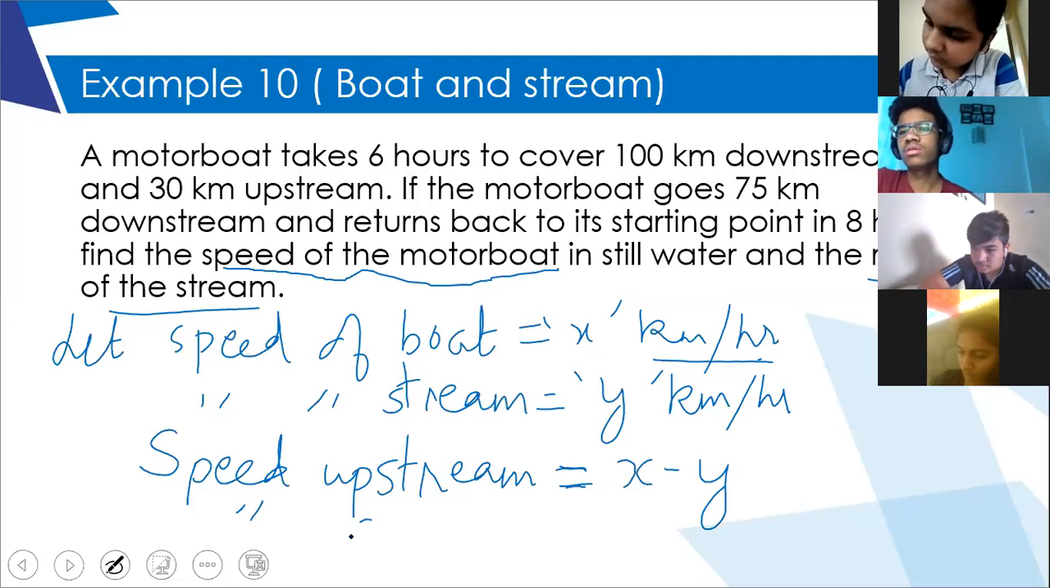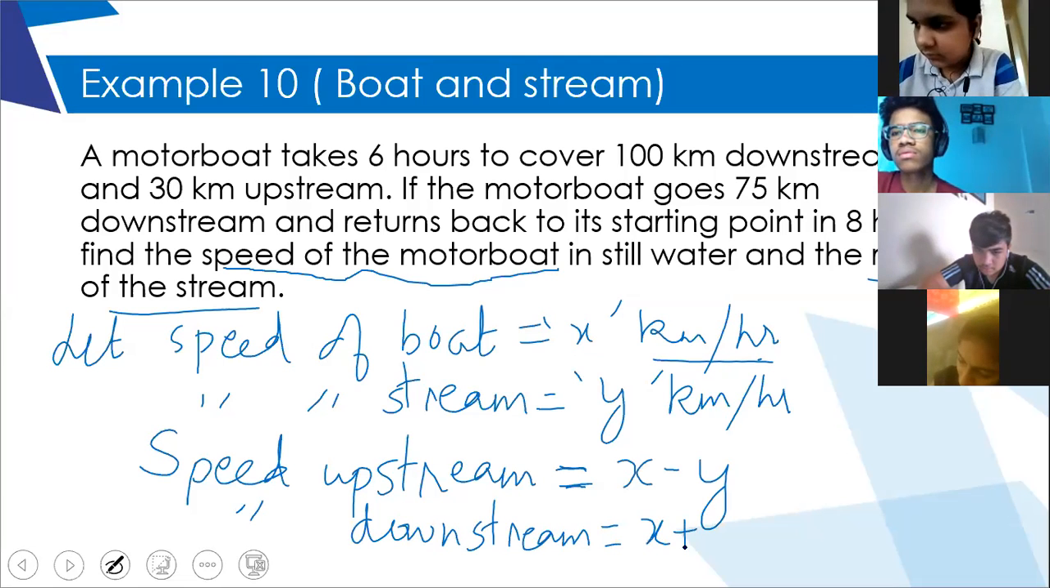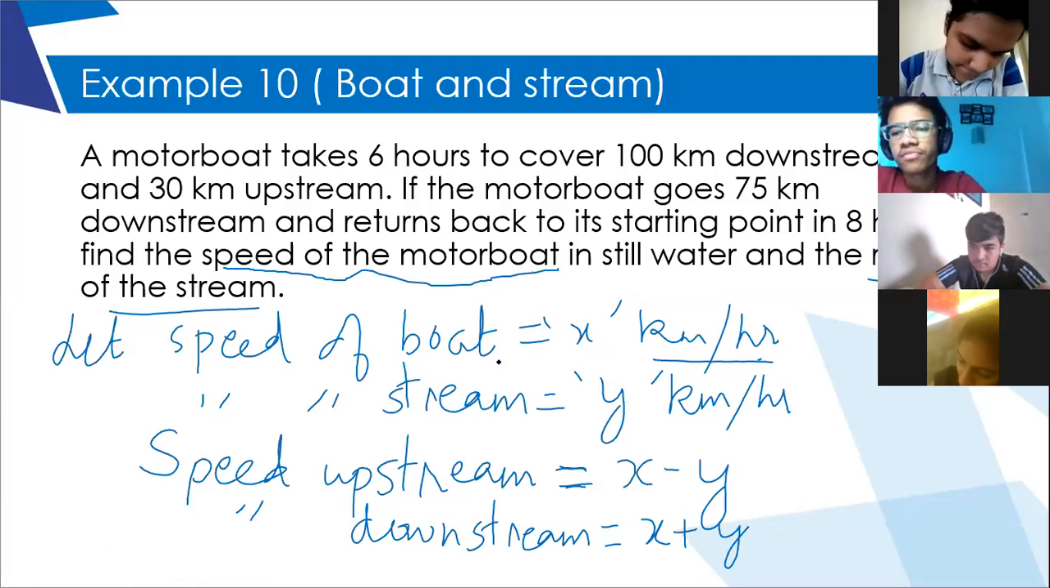Speed downstream means whichever direction the water is flowing, my boat is also moving in the same direction, so the speeds get added. So x plus y. So this is the speed upstream and downstream. Now let's come to the question. These four statements are very, very important. Just write it down so that we finally get the equation.